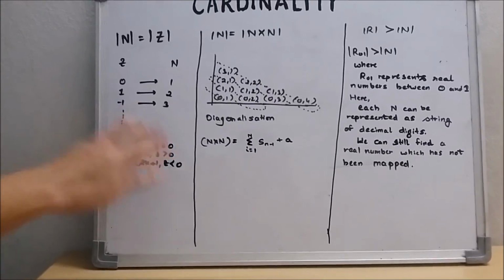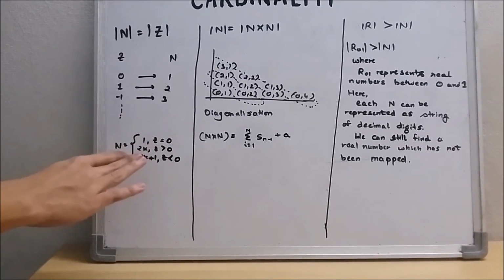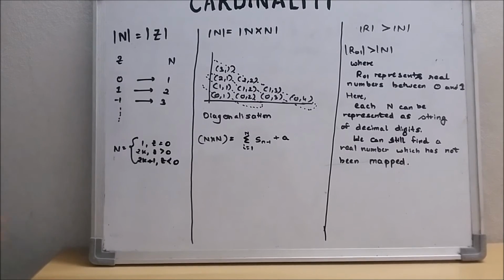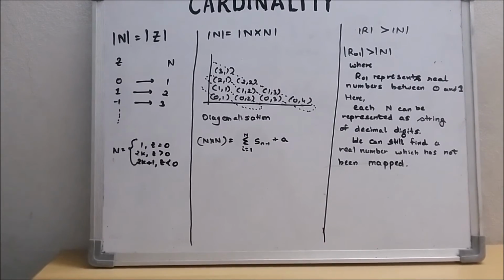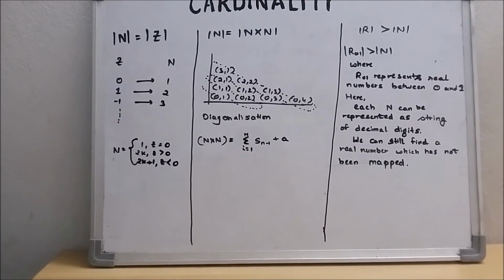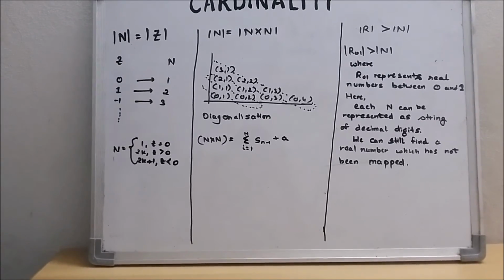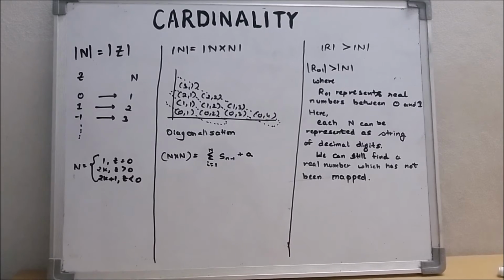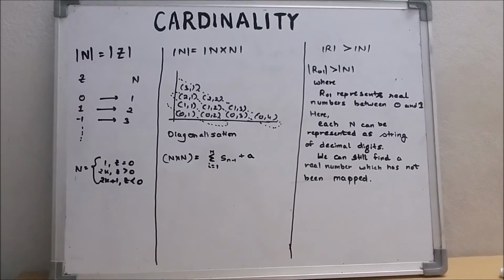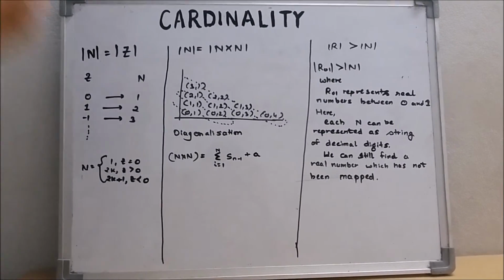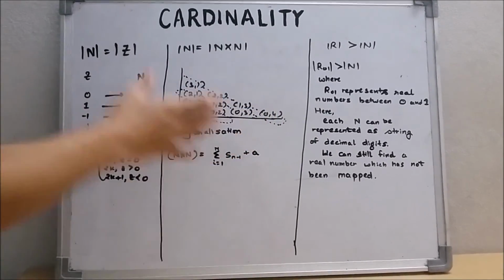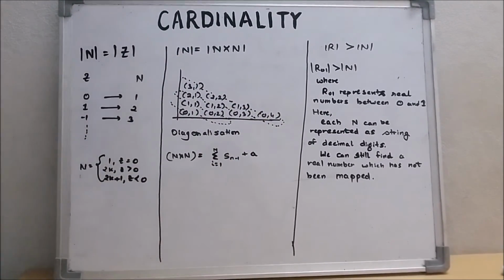n equals 1 if z equals 0, n equals 2k where k is a natural number for z greater than 0, and n equals 2k plus 1 for z less than 0. Hence we have obtained a one-to-one mapping. Similarly for N and N cross N, where N cross N is a tuple of N variables, here we have used the process of diagonalization.